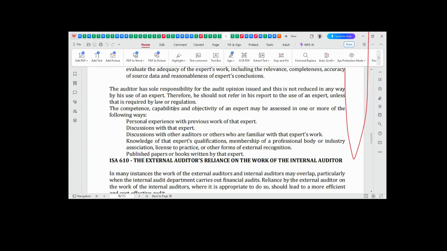All right, so you need to look at all of those things. These are the things you can use to know if the person is an authority in his field of professional endeavor. All right. So that's that about using the work of an expert.